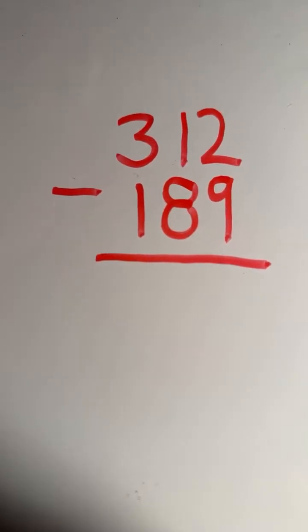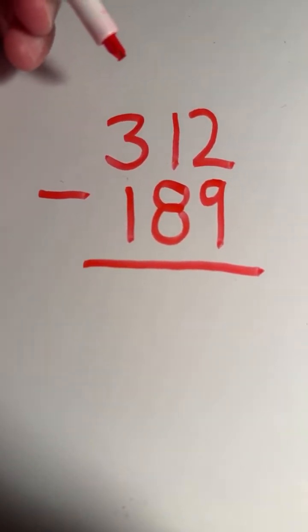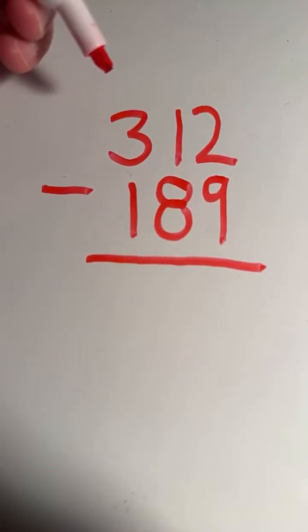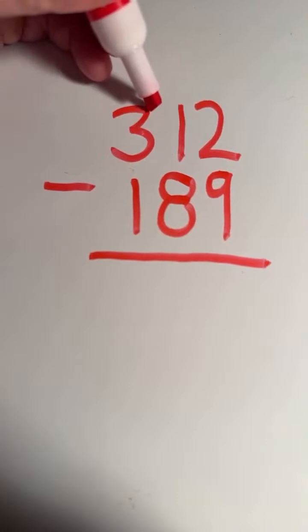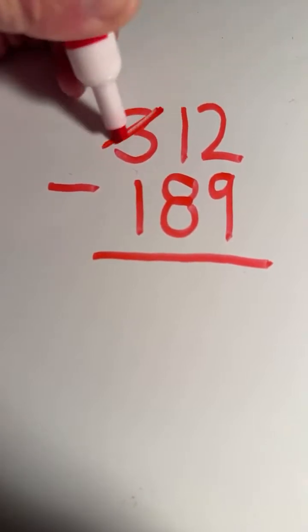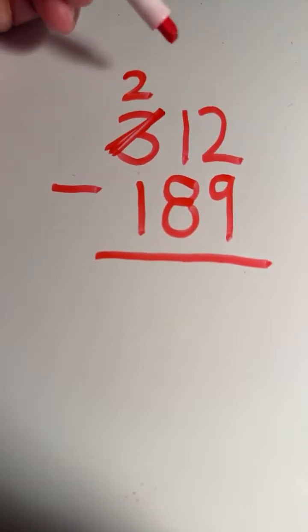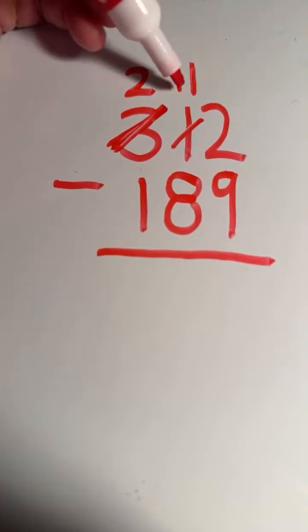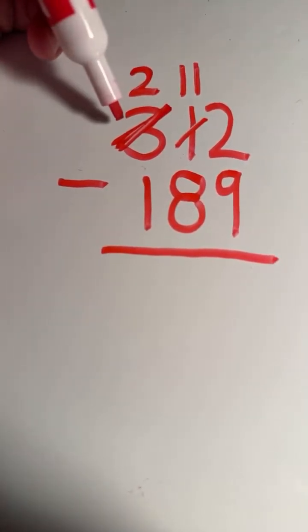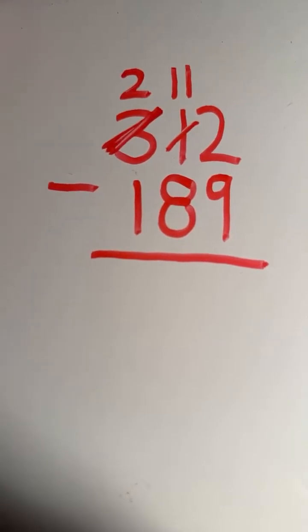Whenever we need to regroup in both the ones and tens place, what I would say is go left to right. We start in the hundreds place. We take away a 1, and then we add a 10. So the 3 becomes a 2, the 1 becomes an 11. Now that's only the first step. We're not done yet.